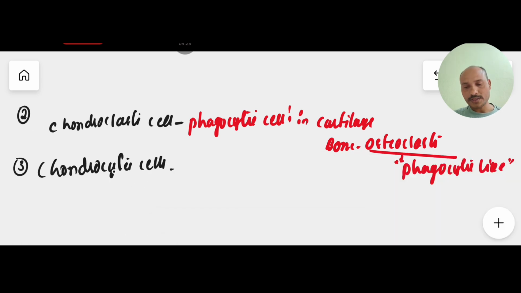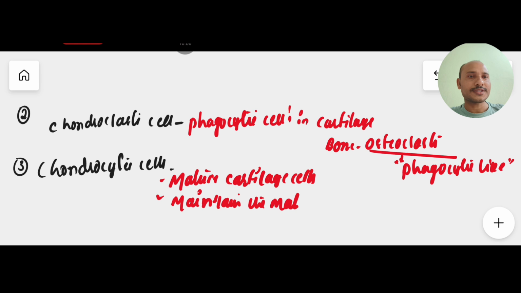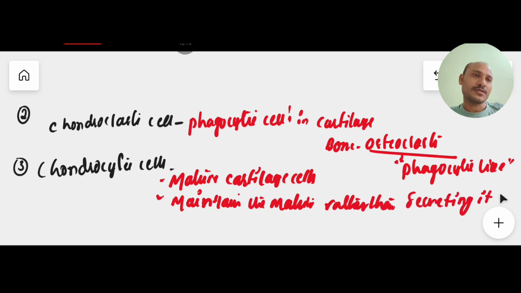One more cell in cartilage, the chondrocyte. These chondrocyte cells are mature cartilage cells, and rather than secreting the matrix, they maintain it. The secretion of the matrix takes place by chondroblast cells, and chondrocytes are the mature cartilage cells. So this is all about the different types of cells present in cartilage.